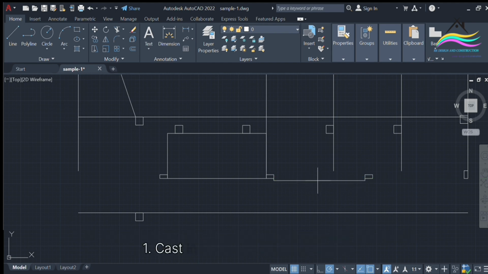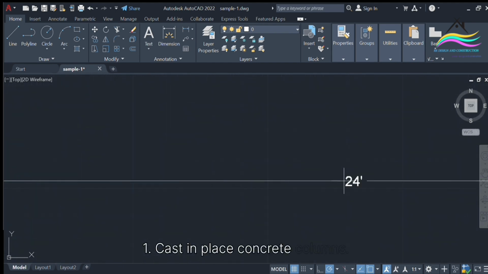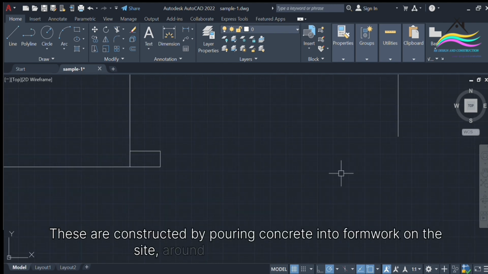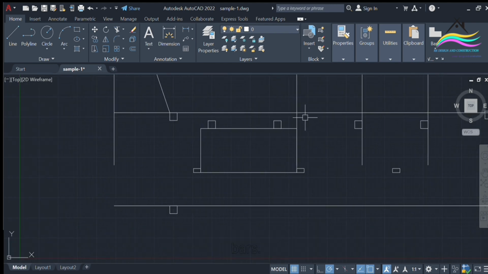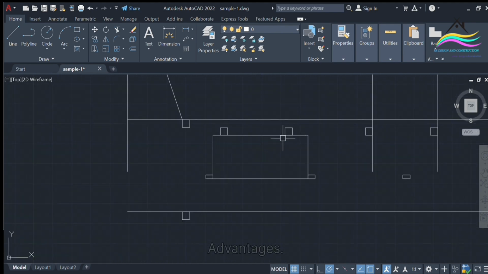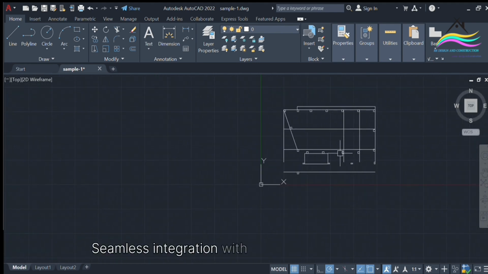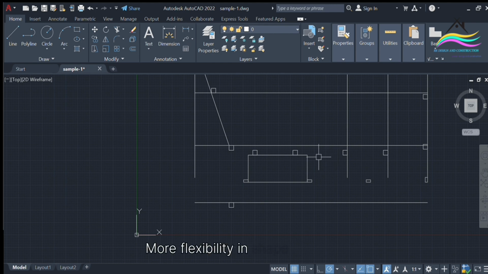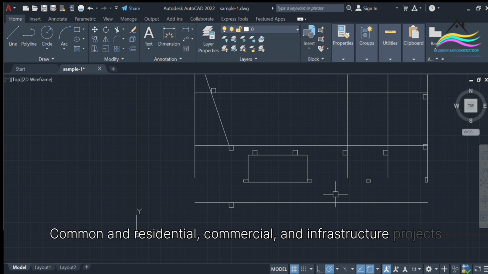1. Cast-in-place concrete columns. These are constructed by pouring concrete into formwork on the site, around a cage of reinforcement bars. Advantages: seamless integration with the rest of the structure. More flexibility in shape and size. Suitable for complex or customized designs. Applications: common in residential, commercial, and infrastructure projects where on-site casting is feasible.